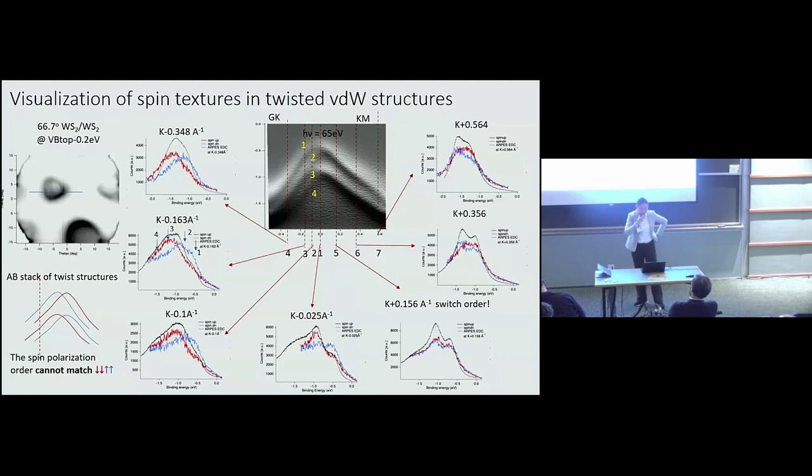So there is something that we don't really understand by just simply laying the spin textures on top of each other. Here I would also like to seek any theoreticians to help us understand the spin textures in twisted van der Waals structures. There seem to be a little bit more interesting things going on inside.